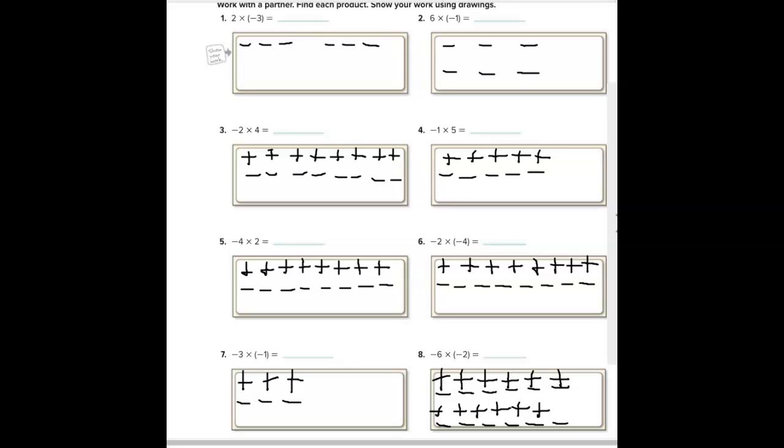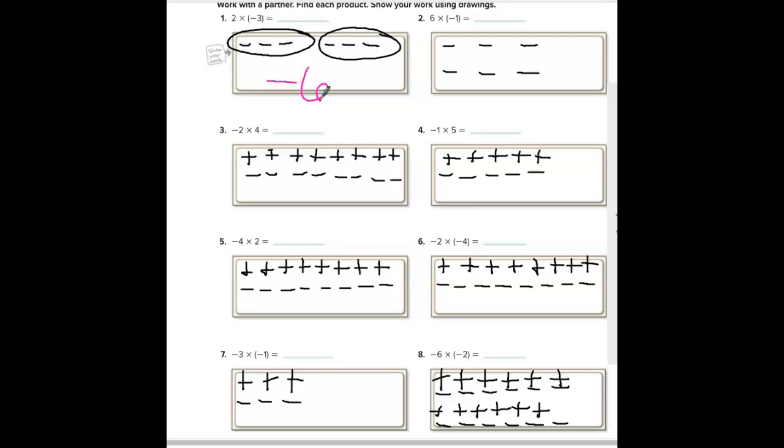I already pre-drew them for you. So on the first one, it says 2 groups of -3. Here's one group of -3. Here's 2 groups of -3. So what is my answer? -6, right? Because I have 1, 2, 3, 4, 5, 6 negatives. So my answer is -6.